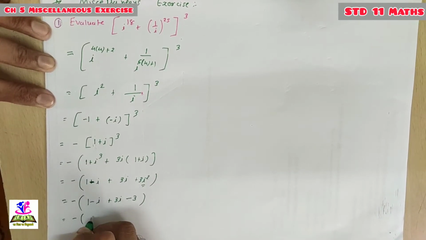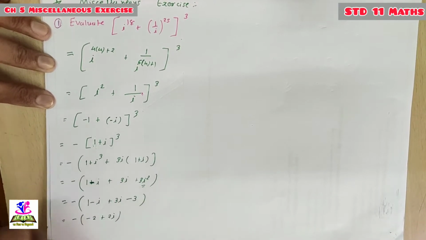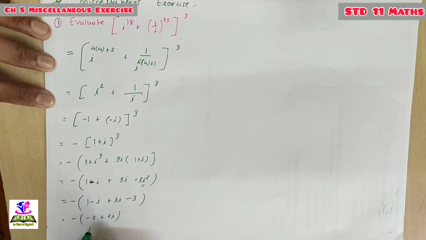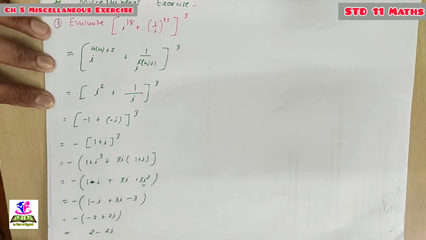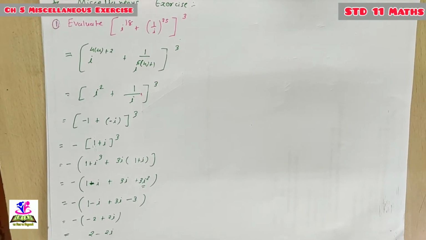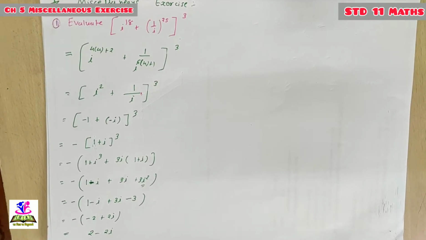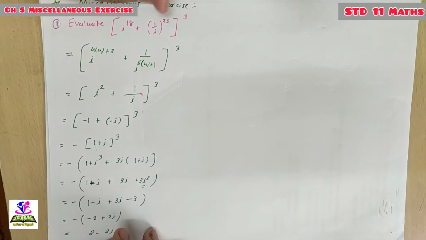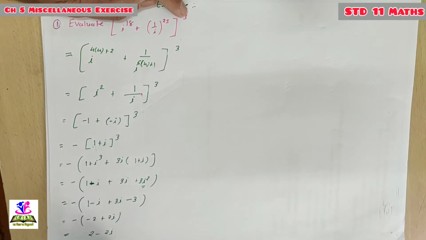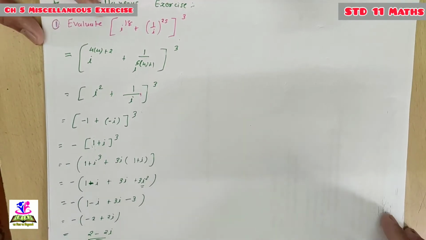So minus (minus 2 plus 2i), and taking this minus sign inside, opening this bracket, we are getting 2 minus 2i. Done. So this is the value of the given expression. It is i raised to 18 plus (1 upon i raised to 25) whole raised to 3, which is 2 minus 2i. Understood?